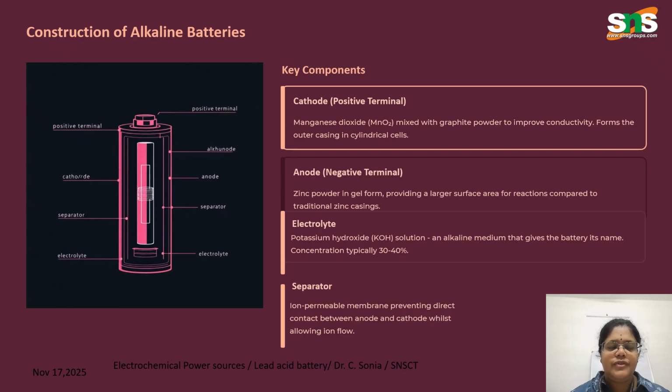In the last video, we saw the construction of alkaline batteries. We saw the key components: the cathode, which is the positive terminal, the anode, which is the negative terminal, the electrolyte and the separator. In this video, we are going to see the chemistry of this.